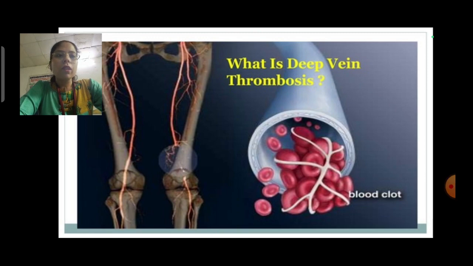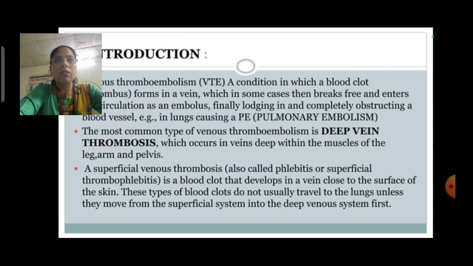So today we are going to learn about deep vein thrombosis. So what is deep vein thrombosis? Venous thromboembolism is a condition in which a blood clot known as thrombus forms in a vein, which in some cases then breaks free and enters into the circulation as an embolus, finally lodging in and completely obstructing a blood vessel, for example in the lungs, causing pulmonary embolism. And the most common type of venous thromboembolism is deep vein thrombosis, which occurs in veins deep within the muscles of the leg, arm and pelvis.